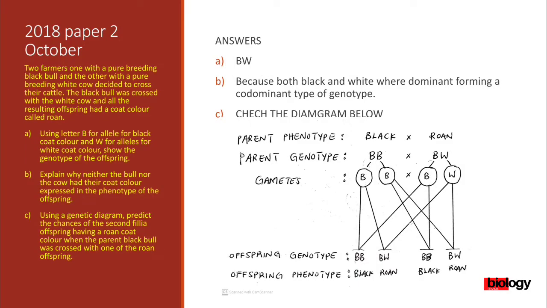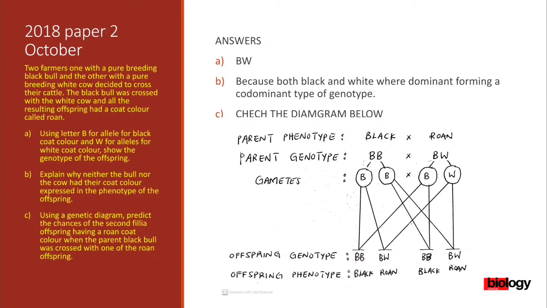Alright, so gametes. For gametes, you just bring these letters down and then you put them into circles. These are now the gametes. Then crossing will take place, which is also known as fertilization. So the B will cross with the B, just as you are seeing. After the crossing is done, we've got the offspring genotypes: BB, BW, BB, BW. Then offspring phenotype, we've got a black offspring, which is a pure breed. We've got a roan offspring, which has a codominant genotype. Then we've got another black offspring, and then another roan offspring.